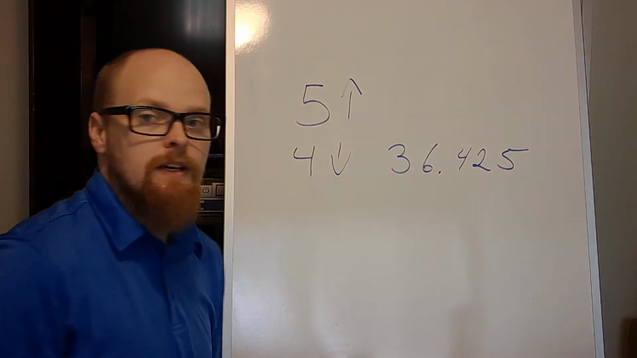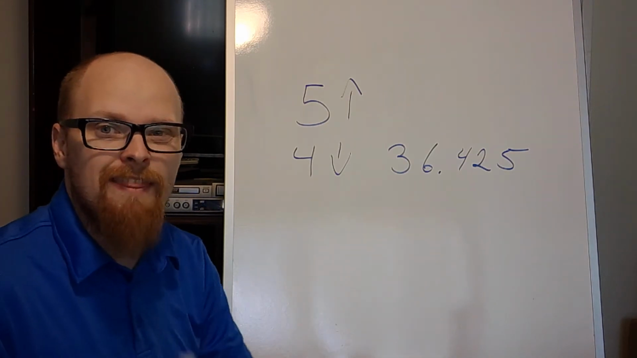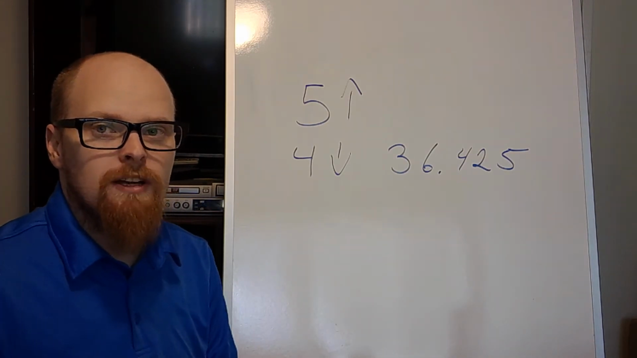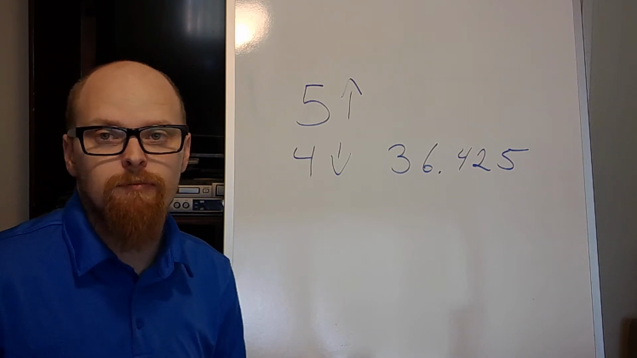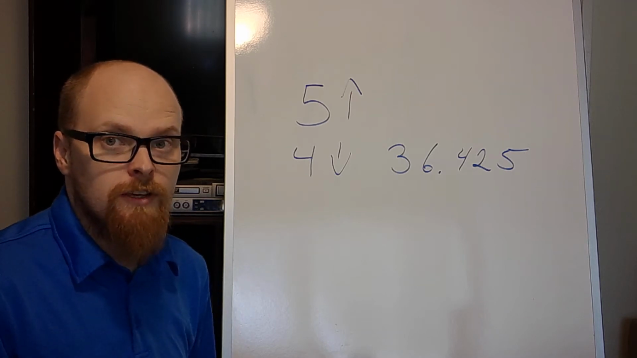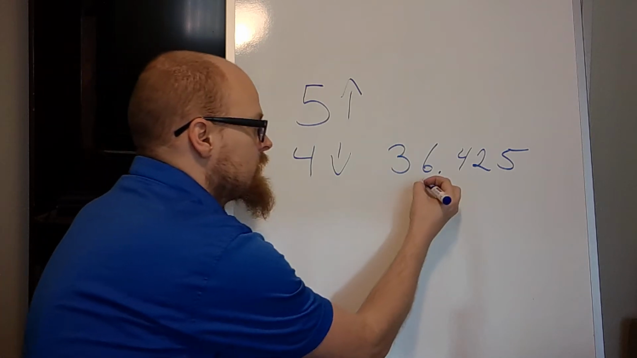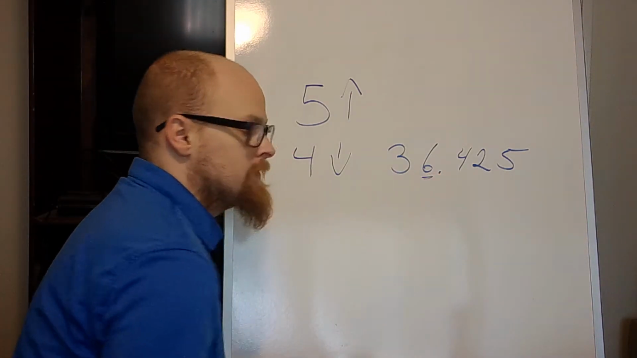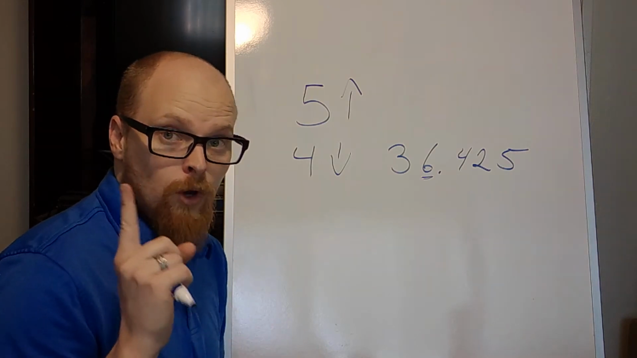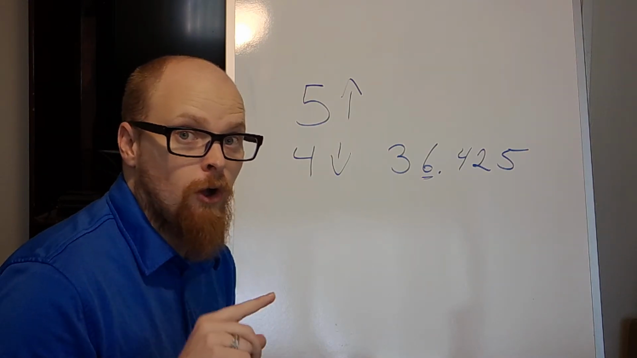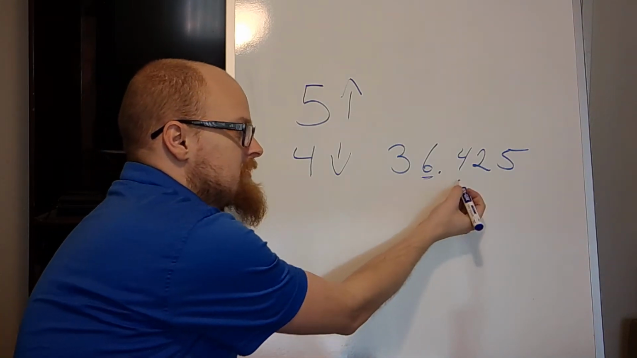36.425. 36 and 425 thousandths. Typically, this will include instructions such as round to the nearest tenth. First thing you need to do is remember where the tenth is. So remember, my ones place is always right before the decimal. That's ones with an S. We have exactly one ones place. That's all we have. The one next to it is tens, and then tenths.